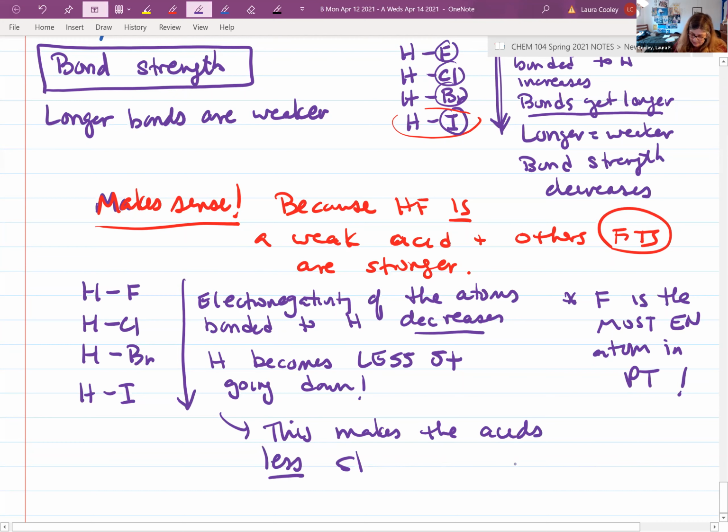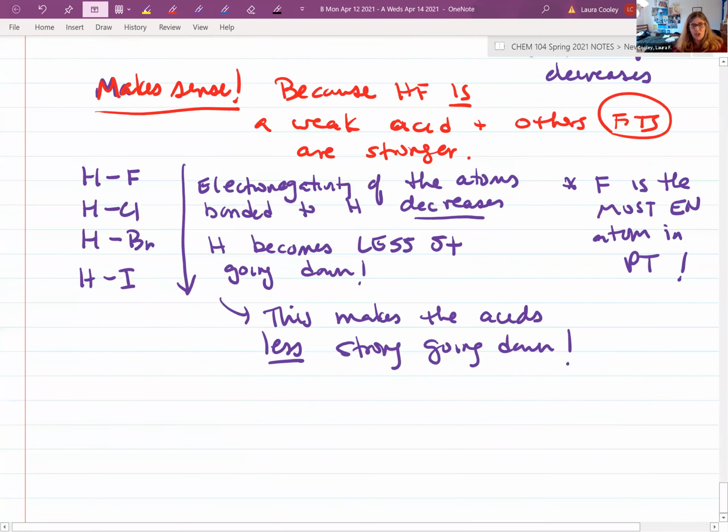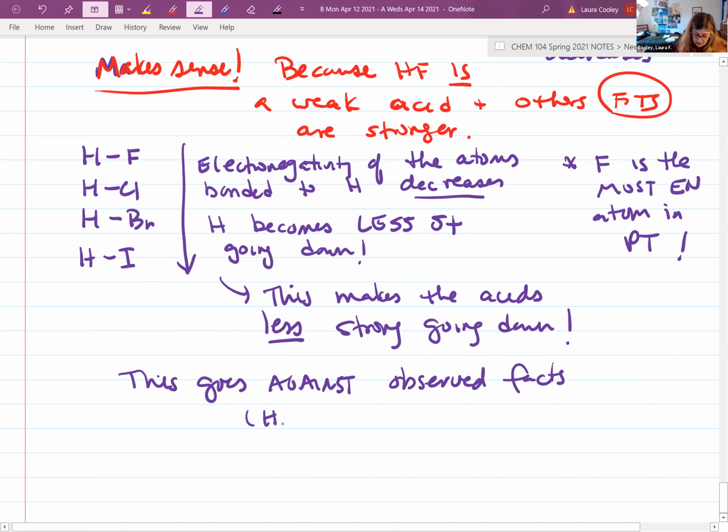Going down. So this goes against the actual trend that's observed. This would imply that HI would be a weaker acid than HF, but that's not true. So this goes against the observed facts, that HF is a weak acid.